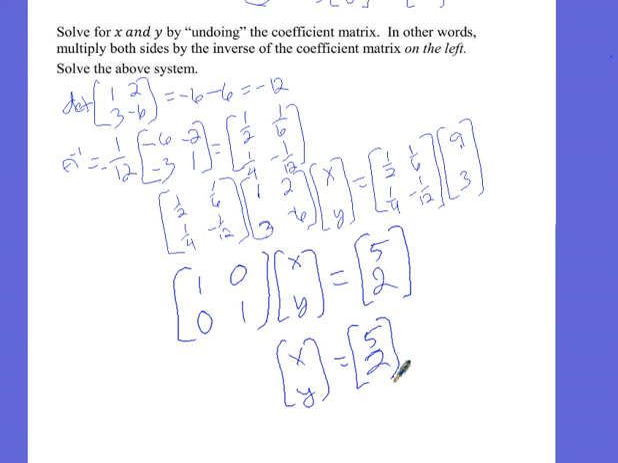So my answer is going to be the ordered pair. Since this is a system of equations, we write our answers as ordered pairs, 5, 2. No, it's not that bad. It's actually very interesting, I think.